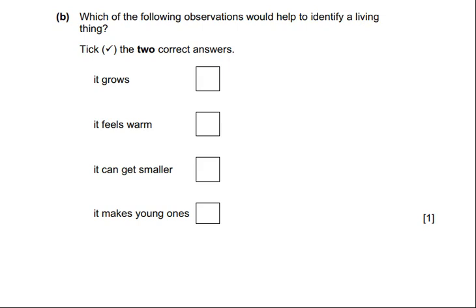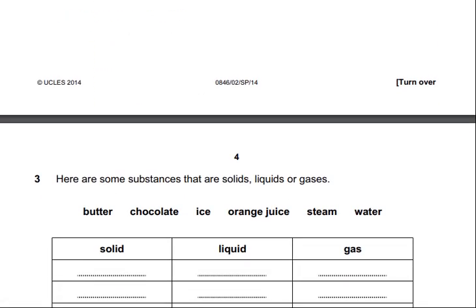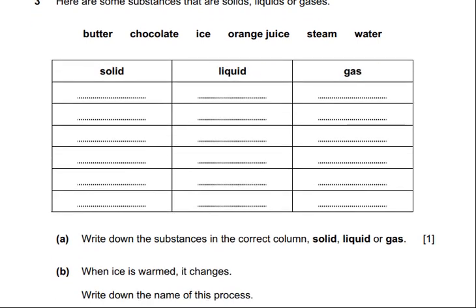This one is false, leave it. 3, it can get smaller, again false. And the last one, it makes young ones, true. So here the correct answers are: the first one, it grows, tick it. And the last one, it makes young ones, also correct, tick it. Page 4, question number 3.